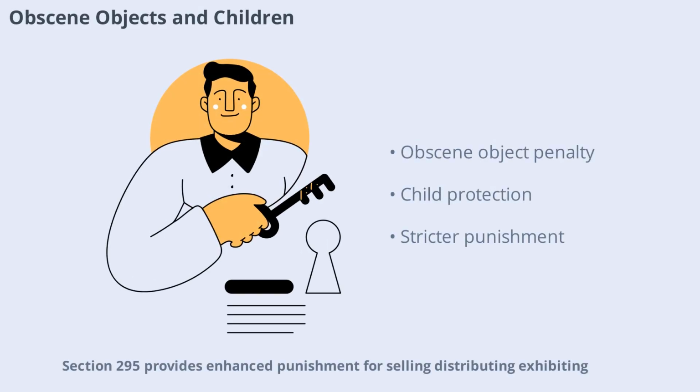Section 295 provides enhanced punishment for selling, distributing, exhibiting, or circulating obscene objects to children. Protecting minors from harmful influences is a priority, and the law imposes stricter penalties for those who target vulnerable groups. This section underscores society's commitment to safeguarding children's moral and psychological well-being.